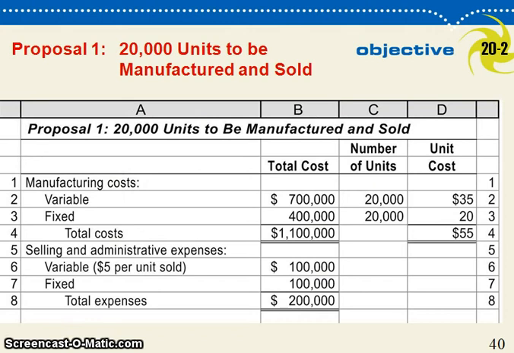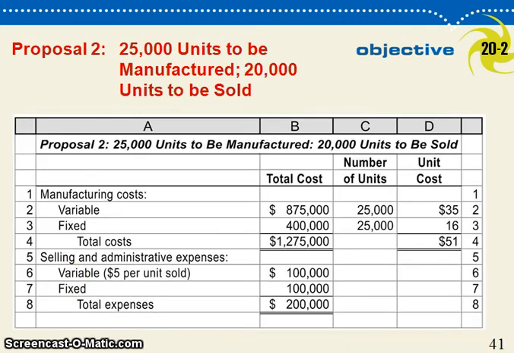Okay, so we have two proposals here, Proposal 1 and Proposal 2. Under Proposal 1, we're going to make 20,000 units of whatever we're making, and we're going to sell all 20,000 units. And we're given the costs here. $35 worth of variable cost, $20 worth of fixed cost. We're making and selling 20,000 of these units. And again, here's our selling and administrative costs.